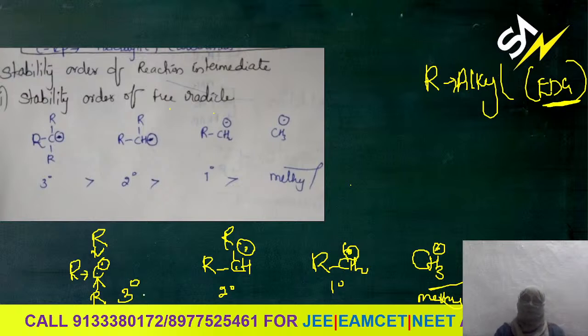Hence you can say that tertiary is more stable because secondary has only two groups to give, whereas primary has only one group to give and methyl has no group to give. Hence the order of stability is tertiary, secondary, primary, methyl, because tertiary has three, secondary has two, primary has one, and methyl has none to give. Hope you have understood this, and others who are watching.